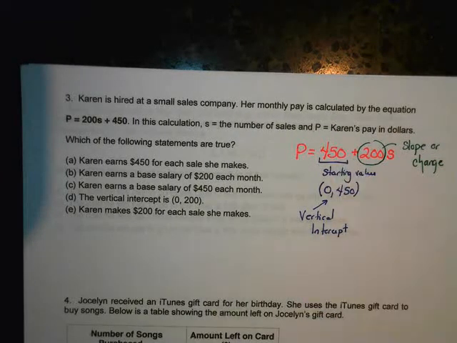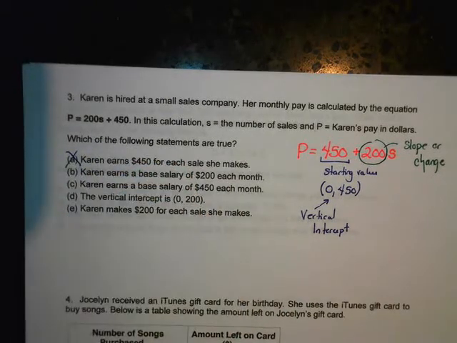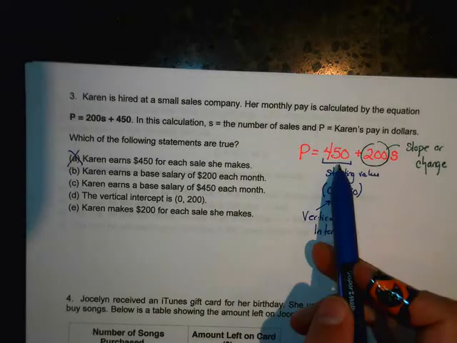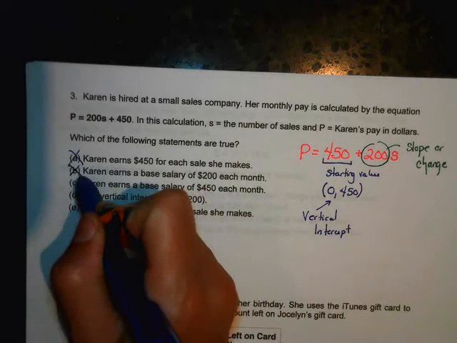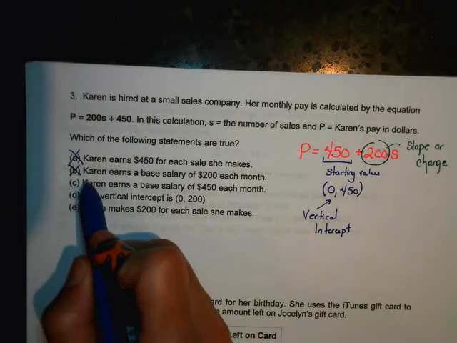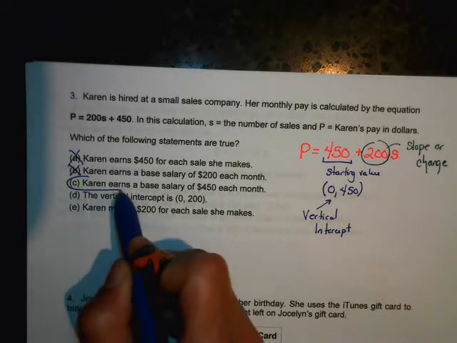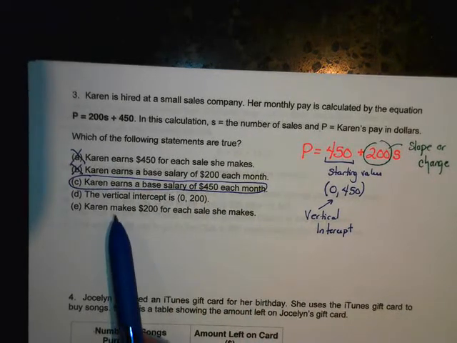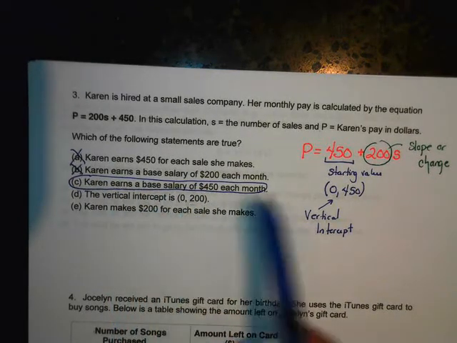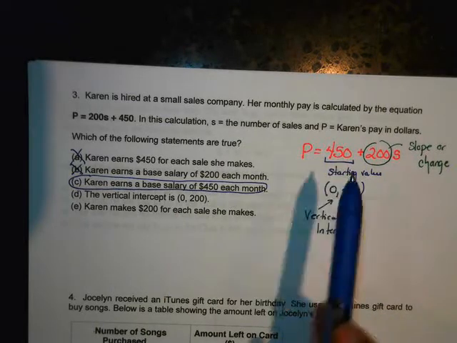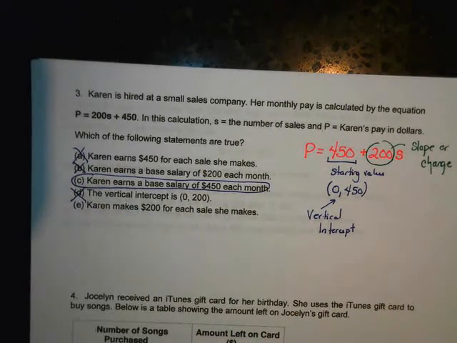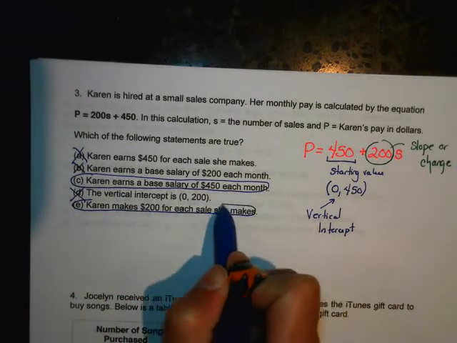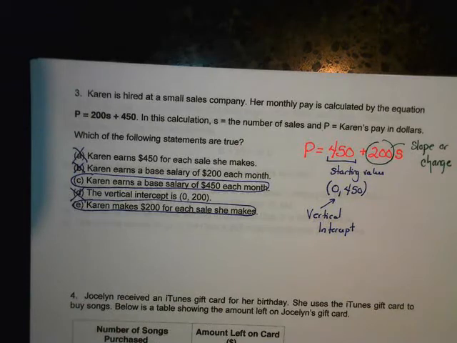Karen earns a base salary of $200 each month. No, she makes $450 each month, and then it can increase. Here we go. Karen earns a base salary of $450 each month. That is true. The vertical intercept, no, that's not true. The vertical intercept is based on the starting salary. And yes, this one, she makes $200 for each sale. Does that one make sense, I hope?